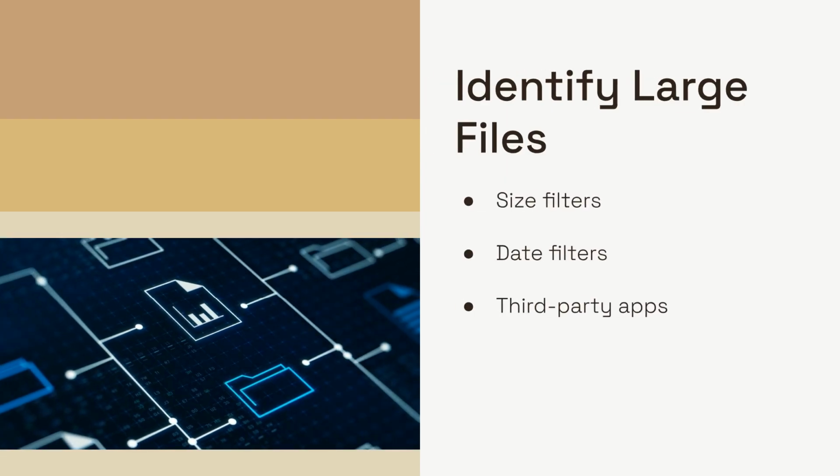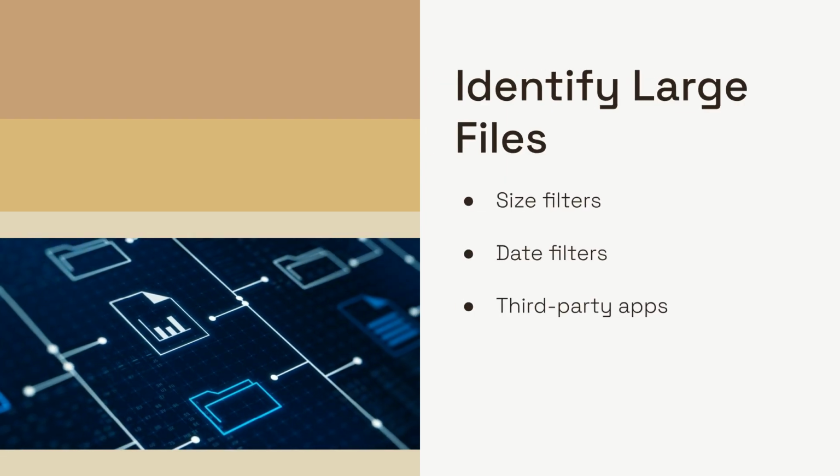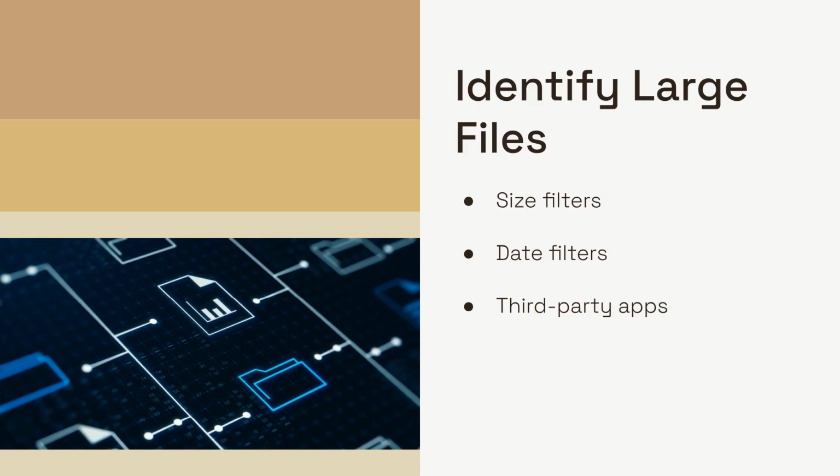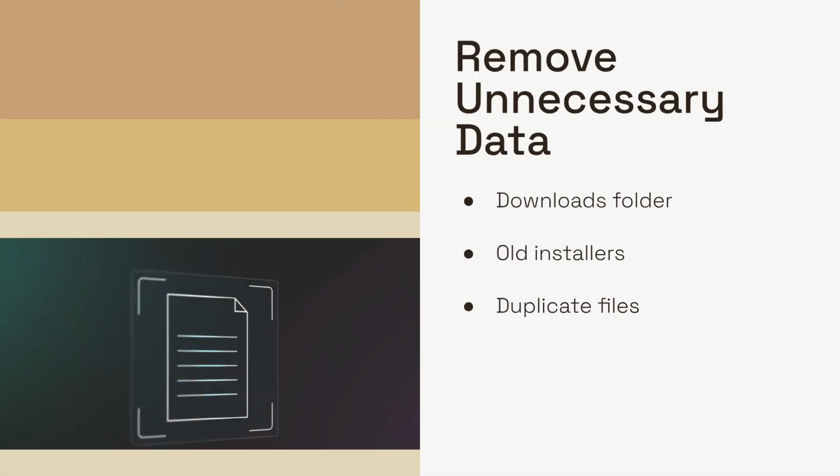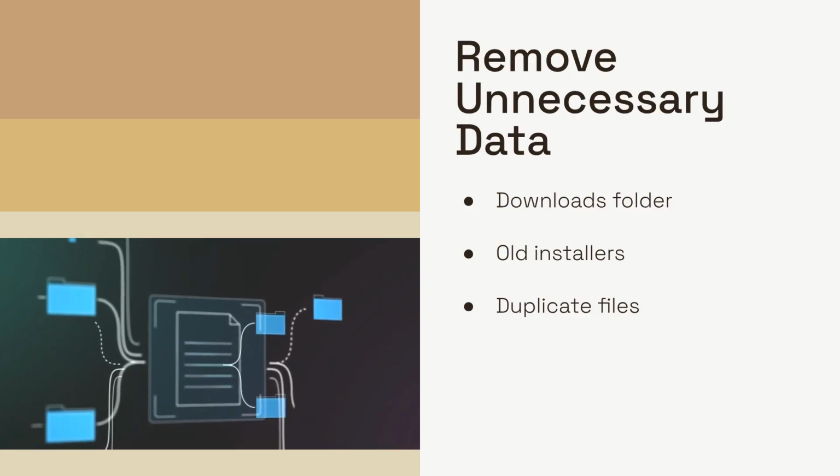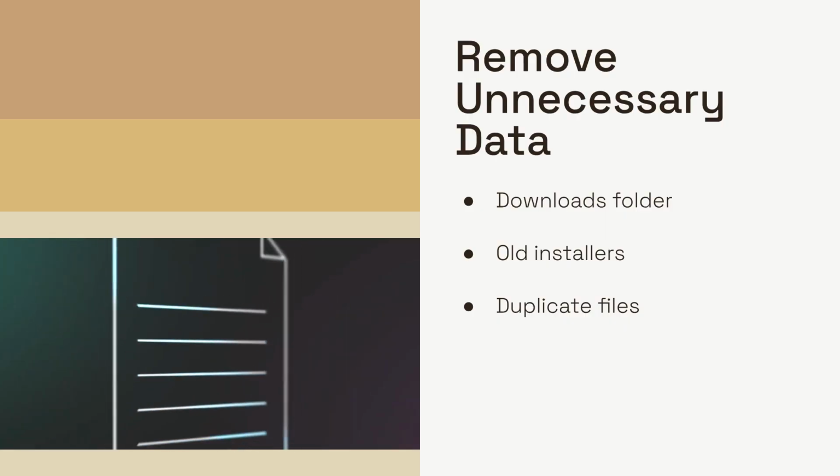Finally, let's hunt down those elusive space-hogging files and folders on both platforms. Use your operating system's search functions to filter files by size or date. Third-party disk analyzer tools can also provide a visual overview. Go through your downloads folder, delete old software installers, and consider using duplicate file finders to remove redundant copies. By following these steps, you can safely and effectively free up valuable storage space on your computer.